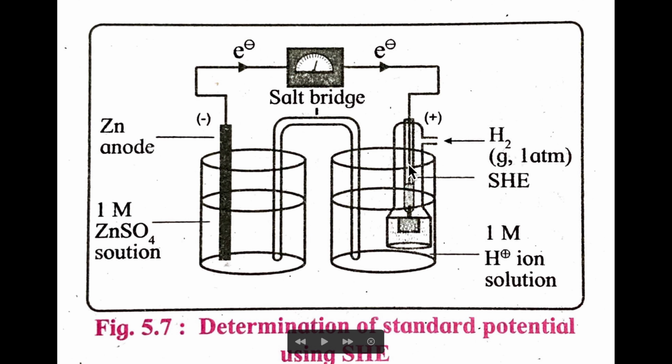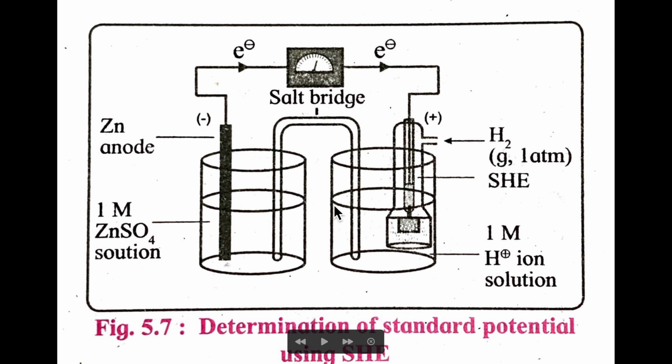Now this is the construction for standard hydrogen electrode. Now these two electrodes will form a cell, and the cell potential can be calculated or can be determined experimentally. This construction is the voltaic cell in which zinc electrode or zinc half cell works as oxidation electrode or anode, and hydrogen gas electrode works as reduction electrode or cathode.